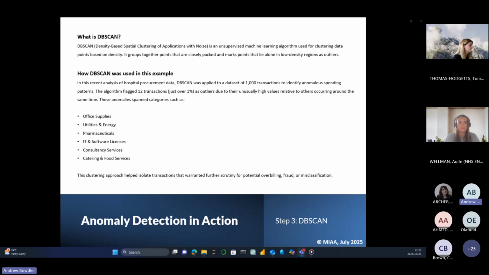Now to the heart of the method, DBSCAN, a density-based clustering algorithm. What does that mean in simple terms? It groups transactions that fit together and flags the loners. The ones that don't cluster, those are our potential anomalies. We use this to analyze a sample of 1,000 transactions.